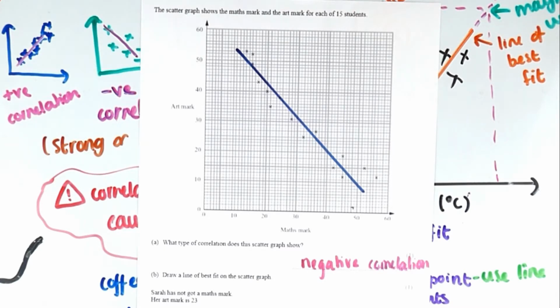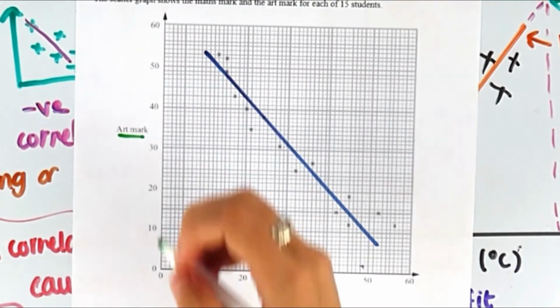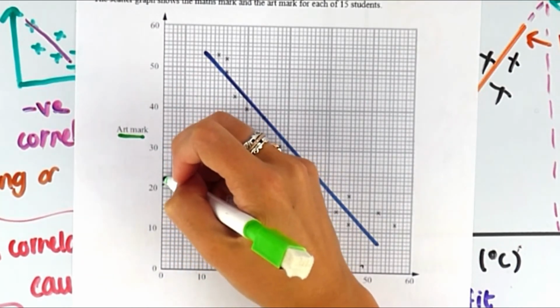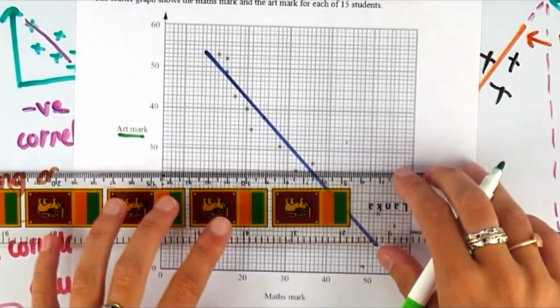Then part C says, Sarah has got a maths mark, her art mark is 23. Use your line of best fit to estimate a maths mark for Sarah. So this is estimating a point using your line of best fit. We've been told that her art mark is 23, so this is her art mark. Let's go up to 23. So we've got 20 and then 1, 2, 3. So if we go along that line there to meet our line of best fit.